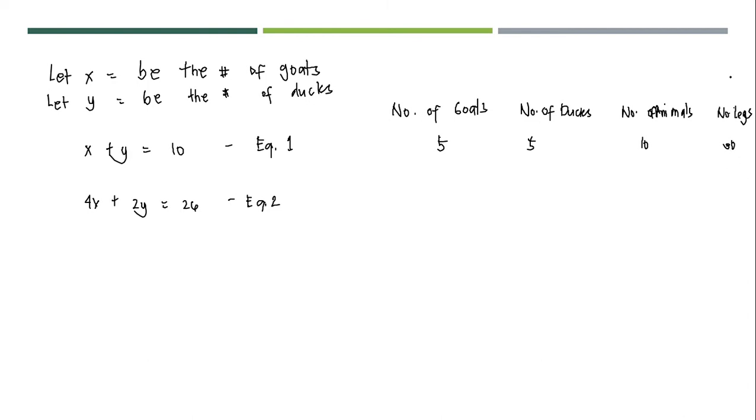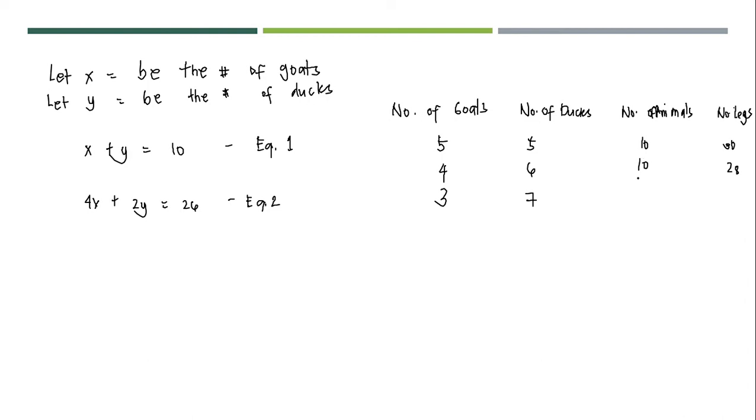So we have 4 goats. Let's subtract 1. We have 4 goats and 6 ducks. So 4 times 4 is 16, and 2 times 6 is 12. Again, the number of animals is still 10, but the number of legs that we have is 28. Next, maybe we can subtract the number of goats again. So we can have 3 goats and 7 ducks. Let's try if this is correct already.